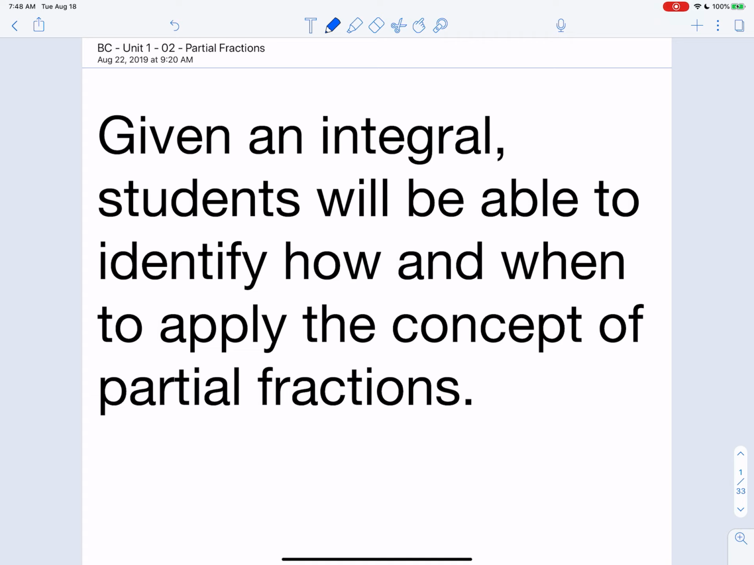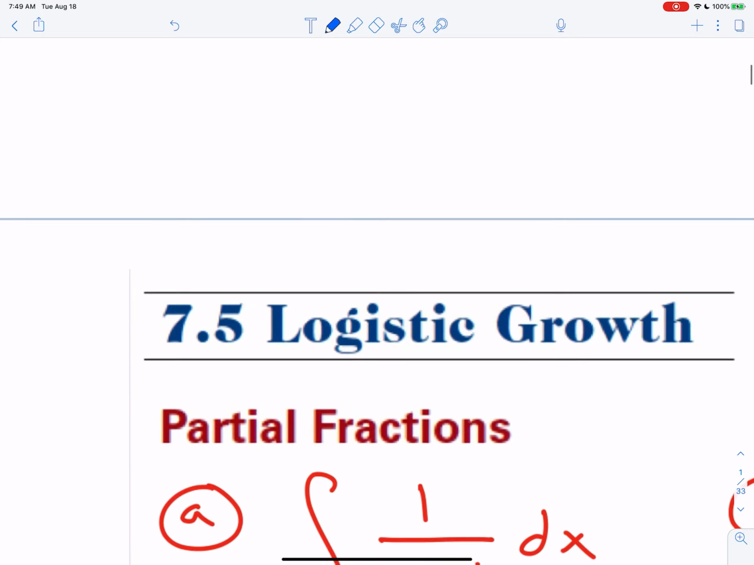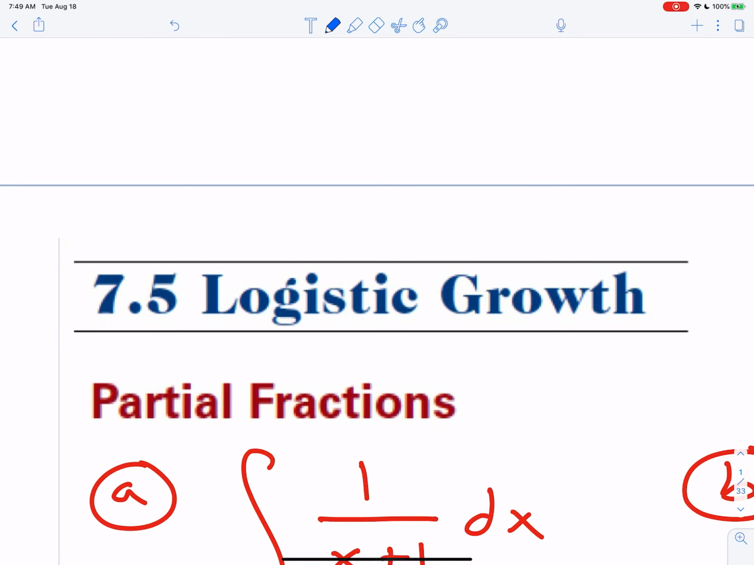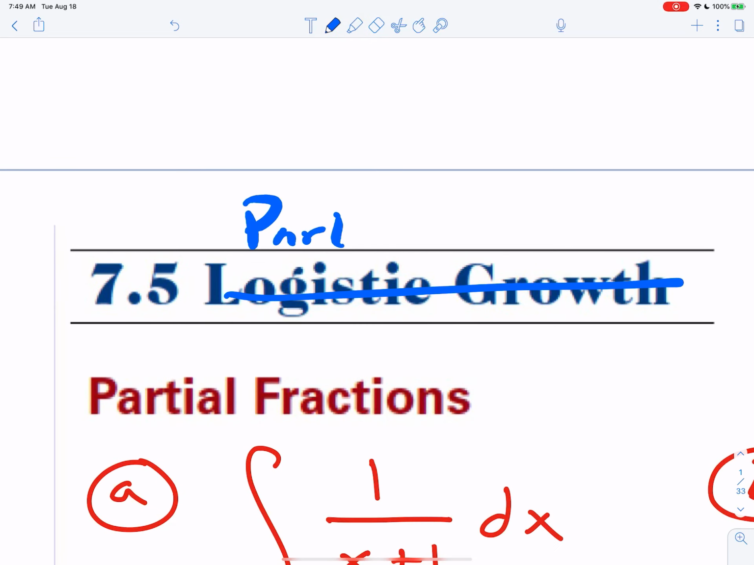BC Unit 1, Notes number 2. This one's going to be called Partial Fractions, which will lead into a bigger concept that you'll see next time called logistic growth. Okay? So, in terms of the section, you could call it 7.5 logistic growth, or, if it makes it easier for you, you could just call it partial fractions.